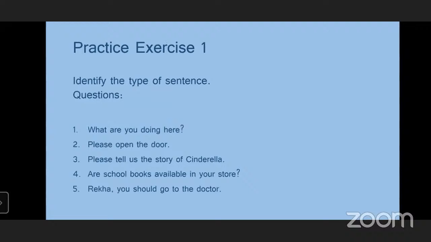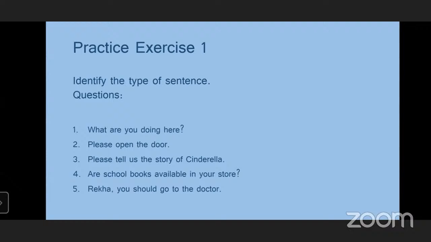We have seen all four types of sentences. First, we saw declarative and interrogative sentences last week, and today we have seen imperative and exclamatory sentences. So this is a little test for you. Observe the statements and you will answer one by one. Identify the type of each sentence.